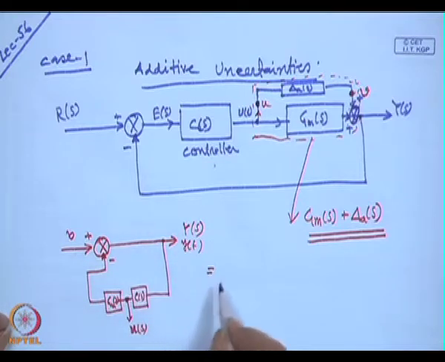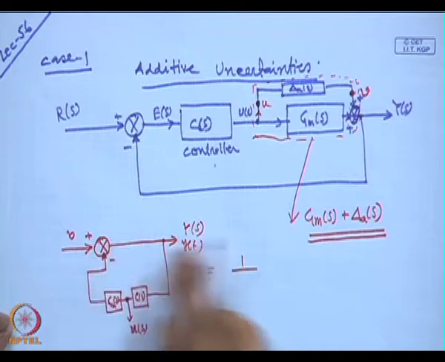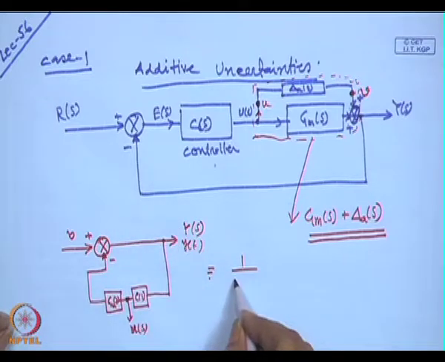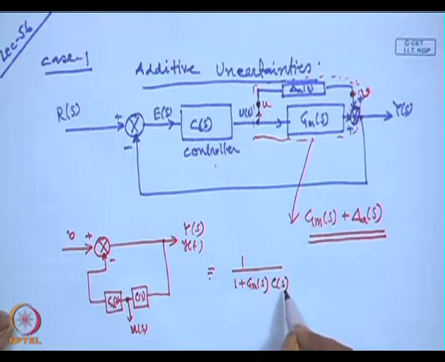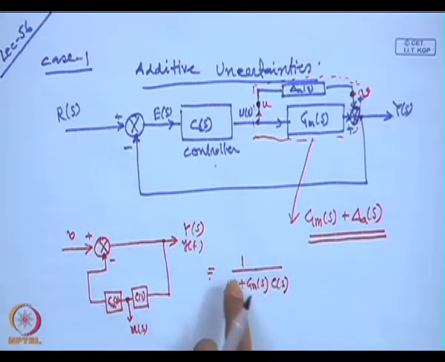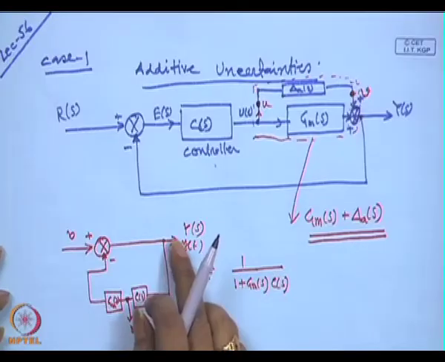Find out the transfer function between V and U, which we can write equivalently. This is nothing but a transfer function, one forward path is 1 by 1 plus G m of S into C of S. Since it is a single input single output system, it does not matter whether the product of these two transfer functions is pre-multiplied or post-multiplied, but in case of multi input multi output it matters. So, this is the transfer function.